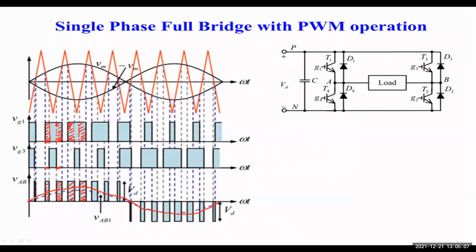So this is our fundamental output voltage across the load. By using these triggering pulses VG1 and VG3, we'll get this type of voltage. So this is our single phase full bridge PWM inverter operation.